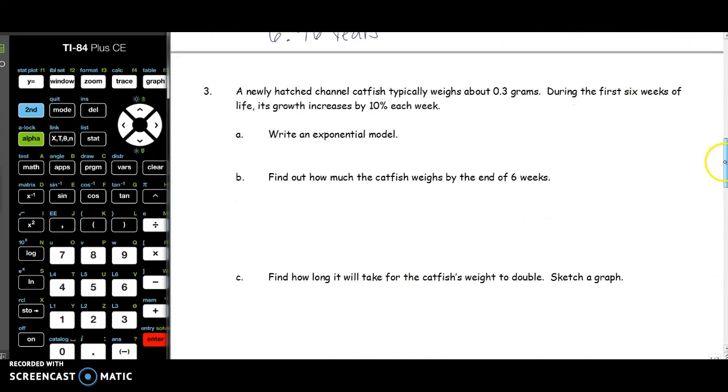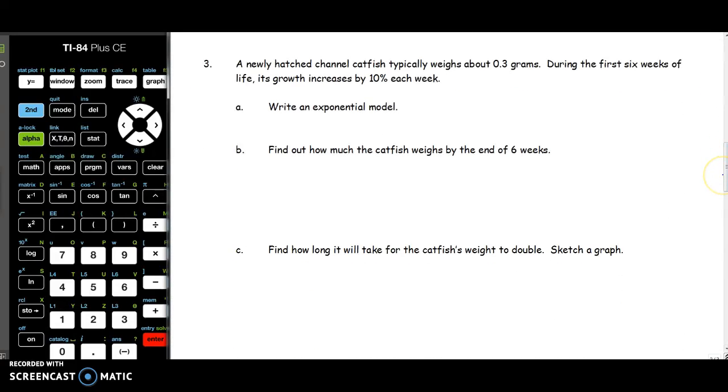The next problem. A newly hatched channel catfish typically weighs about 0.3 grams. During the first 6 weeks of its life, growth increases by 10% each week. So this is a growth model because it's getting bigger. So we would say y equals 0.03, because that's the beginning weight, times 1 plus 0.10, because it's growing 10%, raised to the t power.